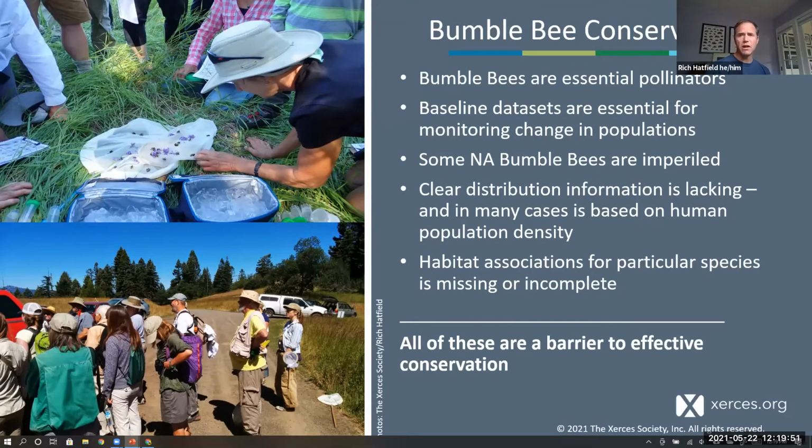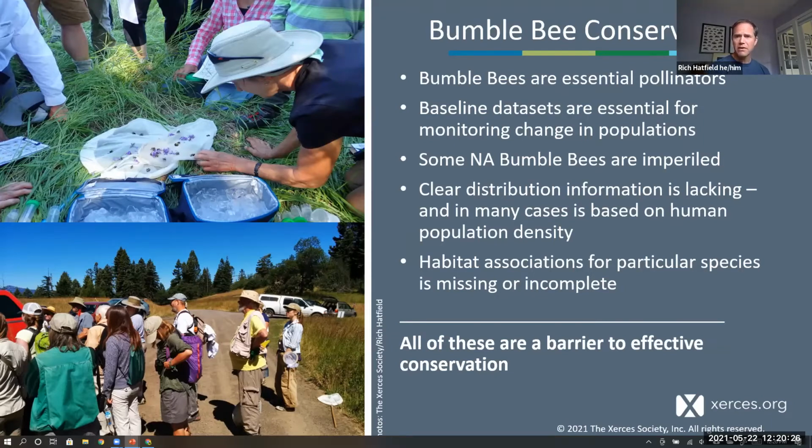We also know that there are some North American species that are imperiled. Some of them may be on the brink of extinction. And we're lacking clear distribution information. Significantly over the last 20 years, the distribution information that we have maps human population density. So it's largely just mapping human populations. And that's great. It's good to know how bumblebees are doing in cities and towns and along roadsides. But more importantly, we need to know how these animals are doing in our wild landscapes. And so we're hoping to gather more information about that.